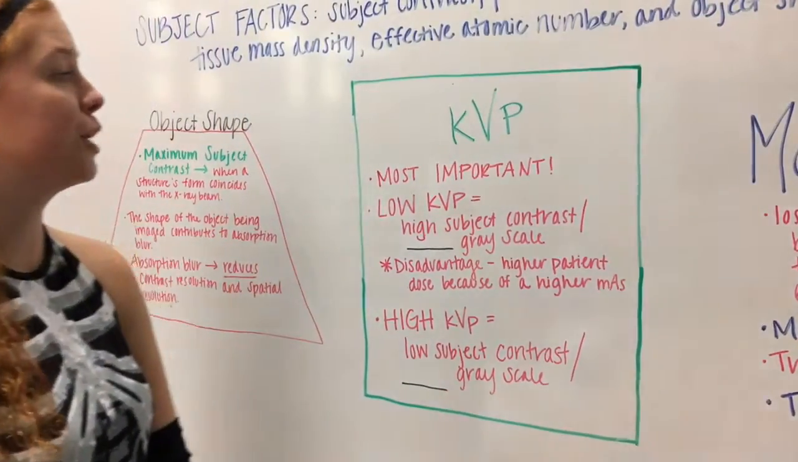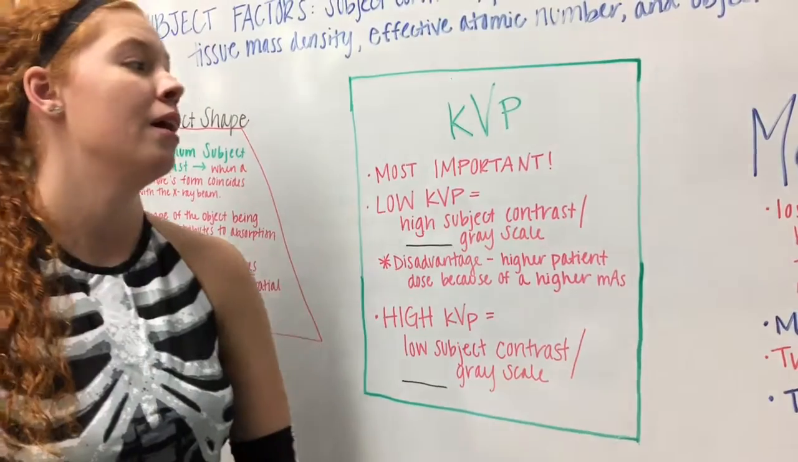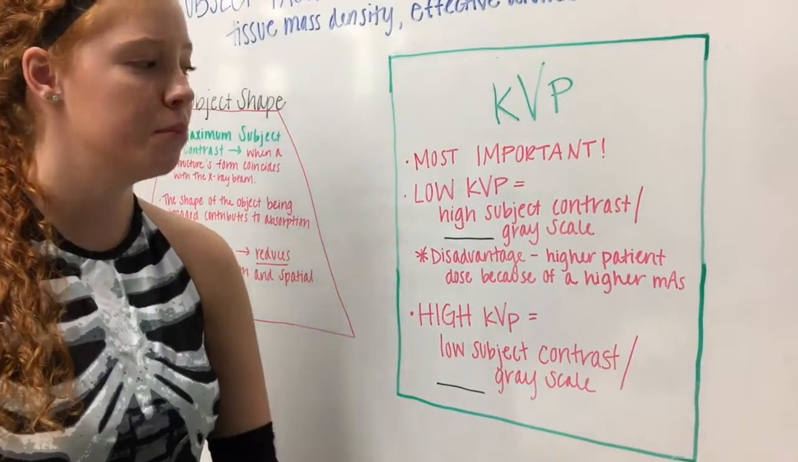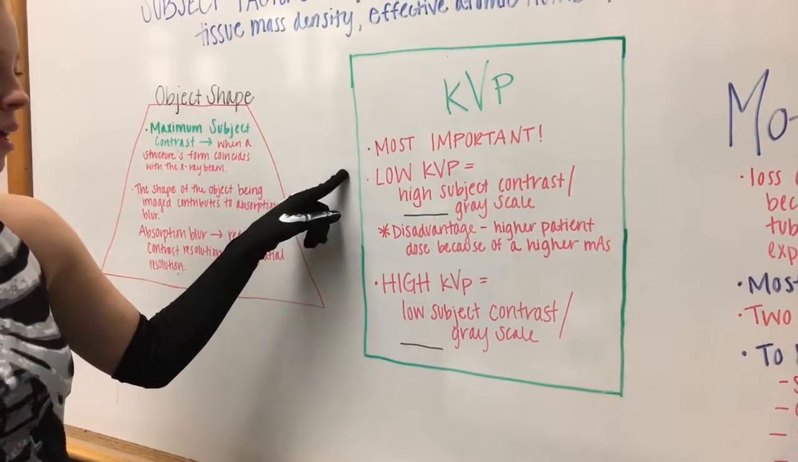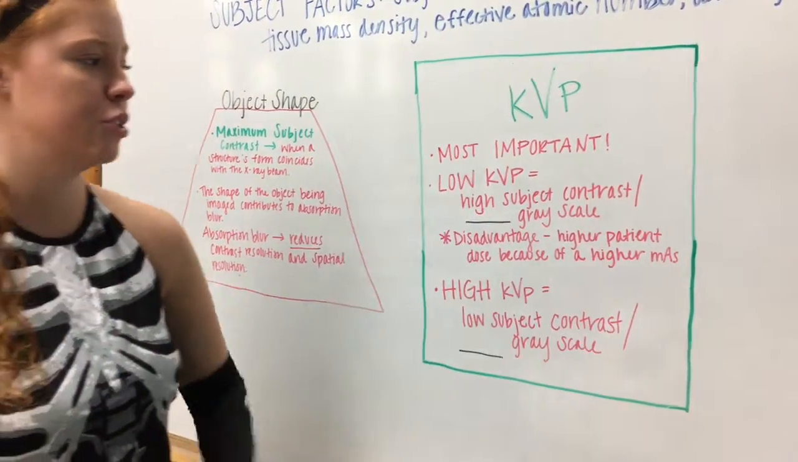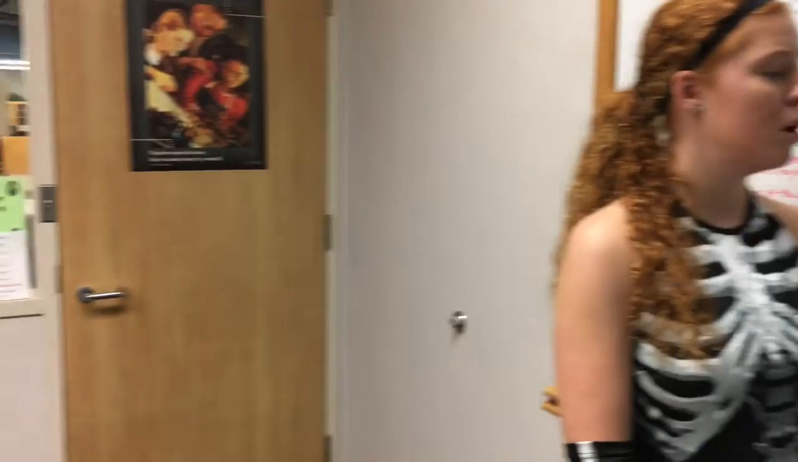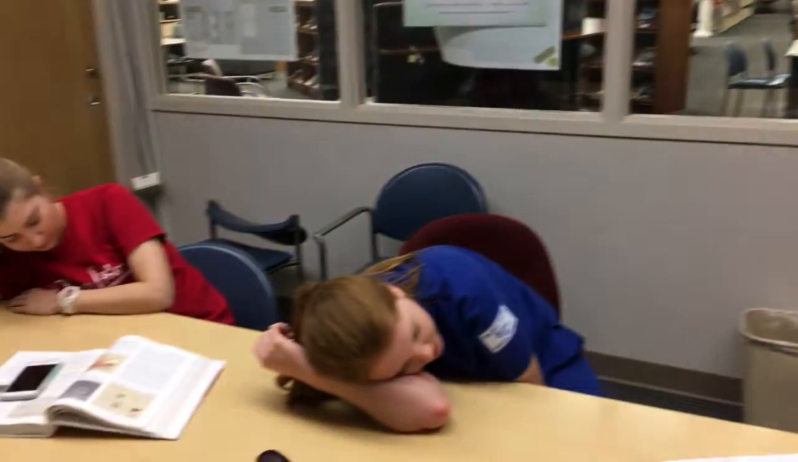The final subject factor is KVP. KVP is the most important influence on subject contrast. Low KVP has high subject contrast. So Amy, what kind of grayscale is this? Long or short?